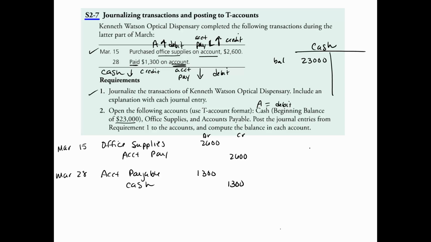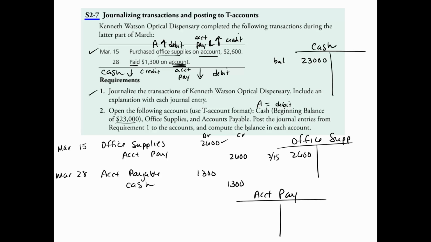And then I'm going to open a T account for office supplies. They don't say anything about a beginning balance, so I'll leave that there. And then I'm going to open a T account for accounts payable. So now I'm going to post these transactions that I just did to the ledgers. So the first one, I put a debit to office supplies. So I'm going to put this over here, 2,600, then you kind of put the date out here, 3/15. So that takes care of that one.